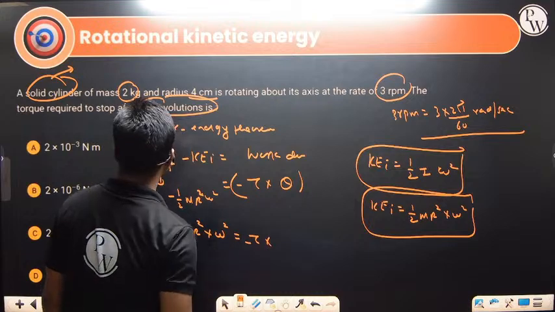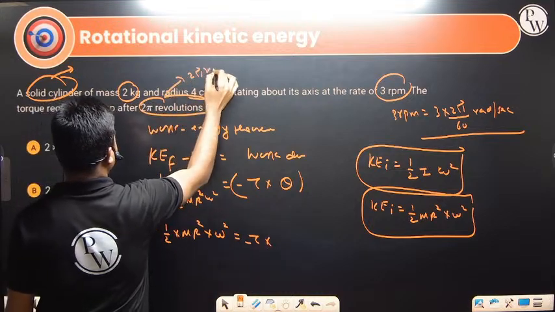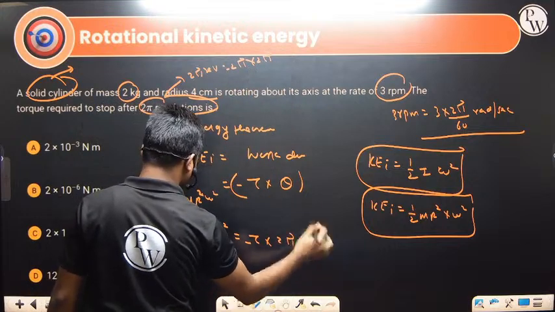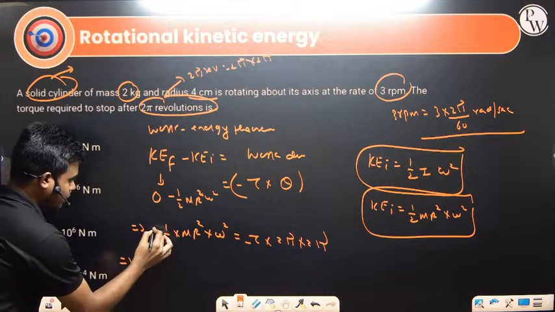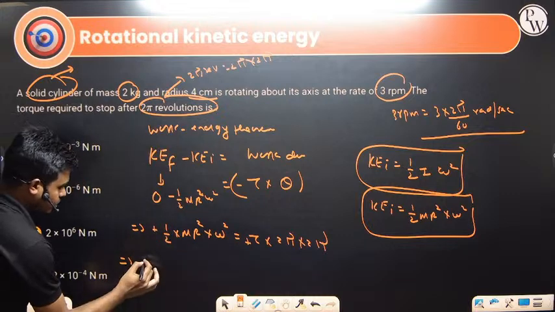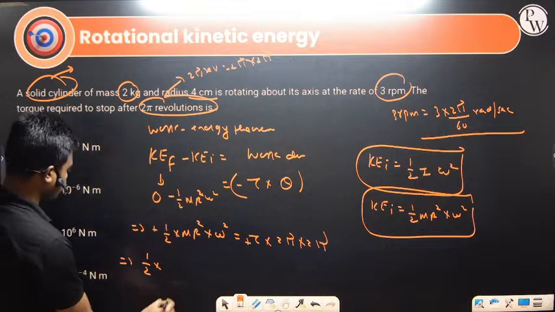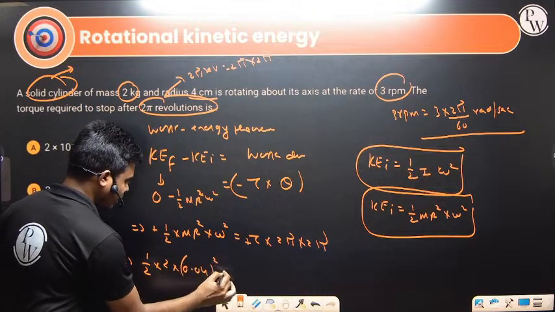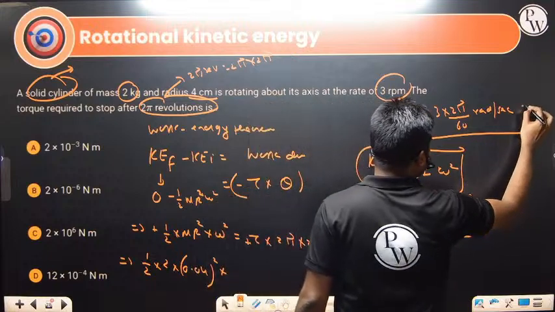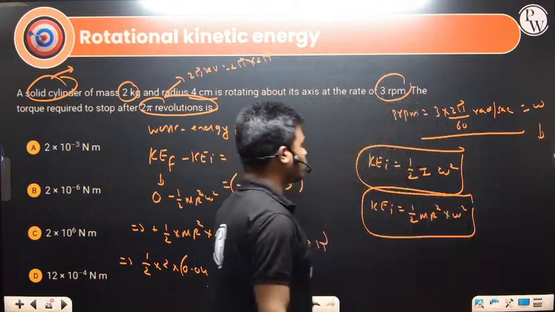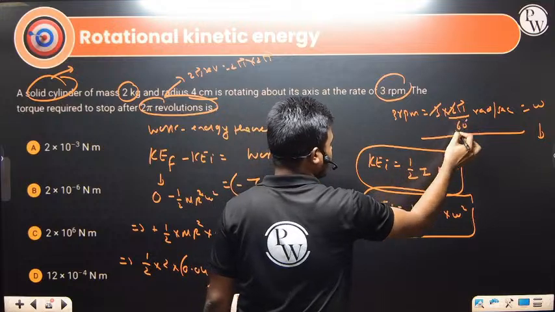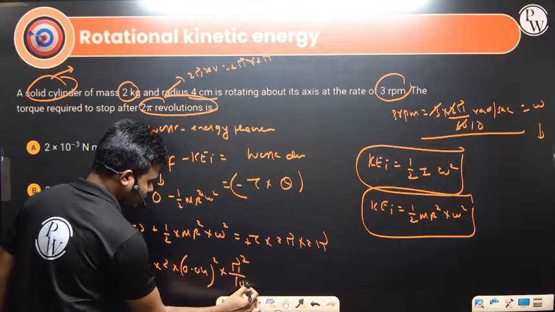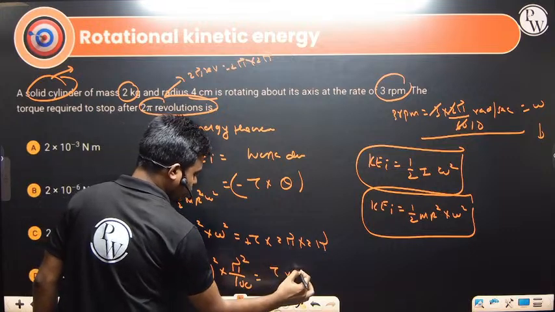What is theta? 2 pi revolutions. A revolution means 2 pi radian, so theta is 2 pi into 2 pi radian. Solving this, minus minus becomes plus. Half into the mass, which is 2 kg, and radius 4 centimeter, 0.04 square, into omega square. Omega is 3 into 2 pi by 60, which is pi by 10. Omega square means pi square by 100, equals tau into 4 pi square.